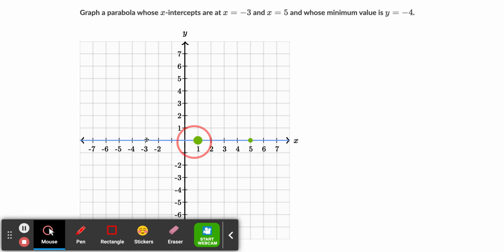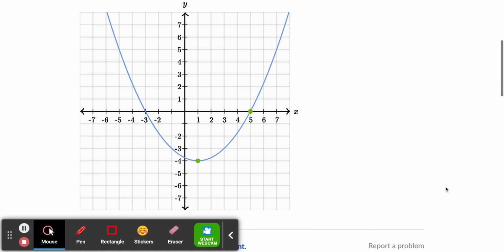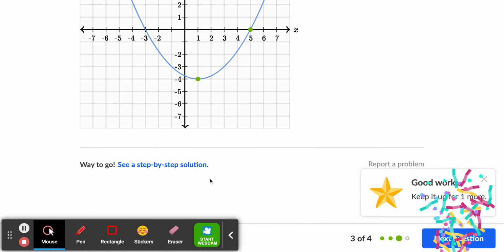And then combining that with the fact that the minimum value is at -4, we have a vertex of (1, -4). Okay? And if you guys see, now that I move the vertex here, it will confirm that we had an x-intercept of -3. I already had this other one at 5, right? So that should be that one. Done.